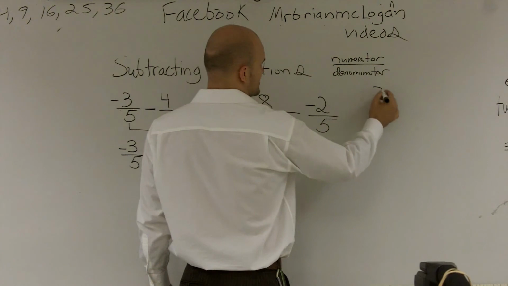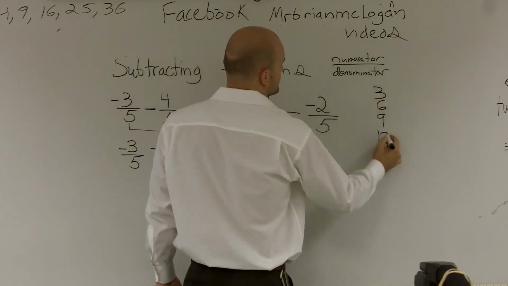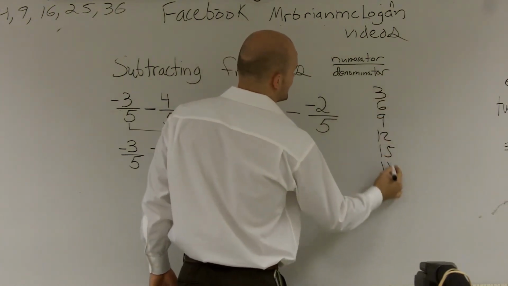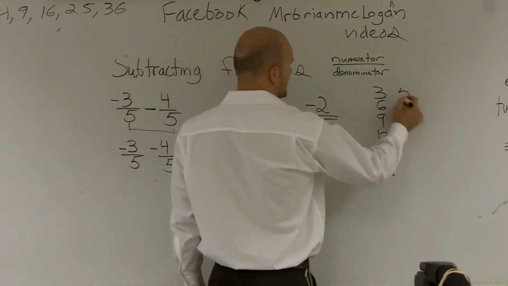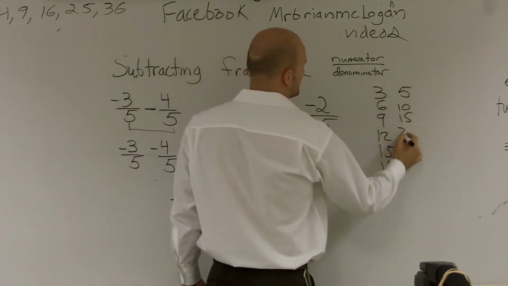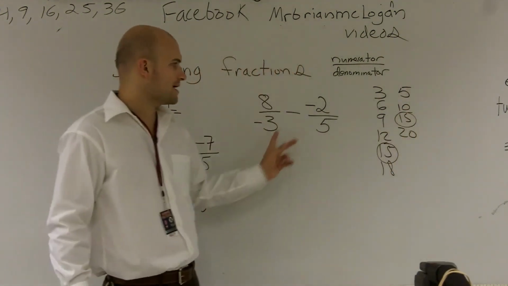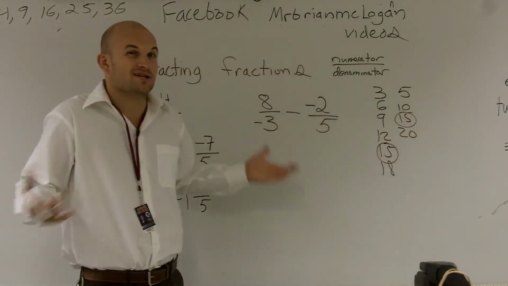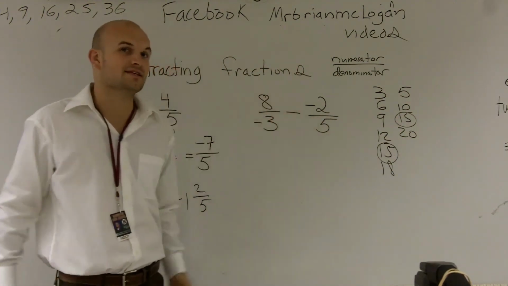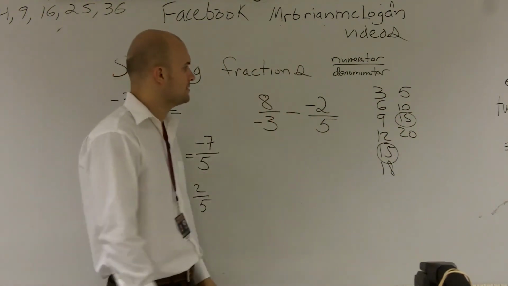Let's write out the factors. 3, 6, 9, 12, 15, 18. You guys can see I'm stopping because I'm doing the work in my head. 5, 10, 15, 20. All right, another way to obtain that is to multiply your 3 times 5, and that'll get you. It doesn't always get you the least, but a lot of times it at least gives you an answer that you can simplify later.